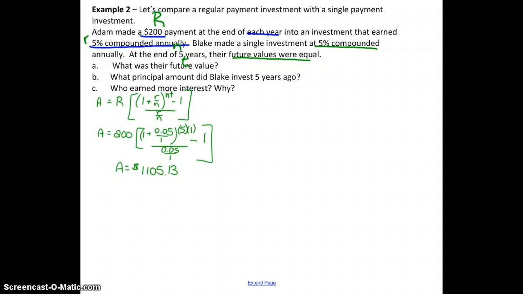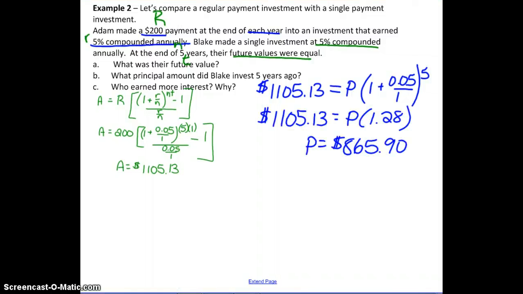Part B, what principal amount did Blake invest 5 years ago? So remember that Blake was just doing regular compound interest, investing one amount. So we know that his future value was $1,105.13. Principal is what we're looking for. He did a 5% interest rate compounded annually, and the time he did was 5 years. So we're trying to figure out his original amount that he invested, or his principal. So you should have got your principal to be about $865.90 or about $866.